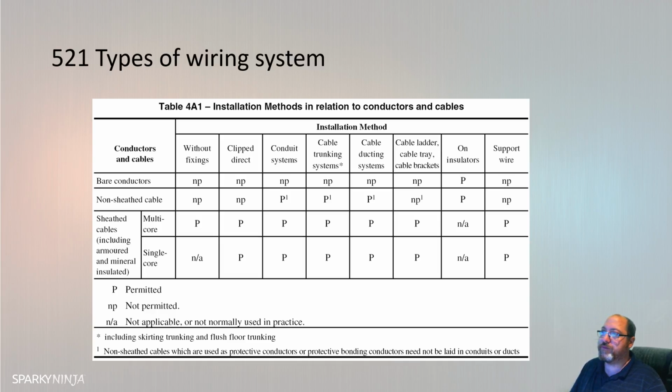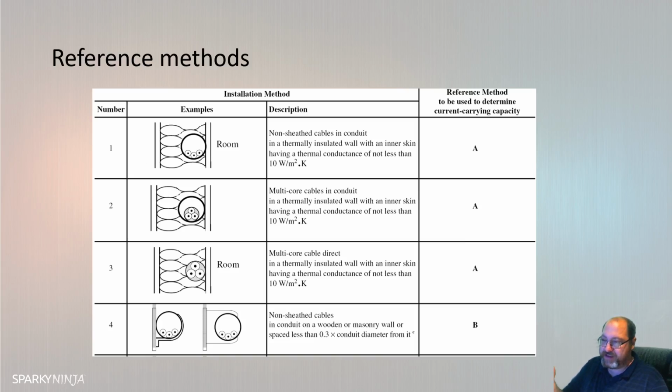The next page is Table 4A2, which starts looking like that. It's quite a long table. I'm going to come backwards and forwards to here, but let me go back to 52. 521.2: the installation method of a wiring system in relation to the situation concerned shall be in accordance with Table 4A2 of Appendix 4. Other methods of installation of cables and conductors not included in Table 4A2 are permitted, provided they fulfil the requirements of this chapter.